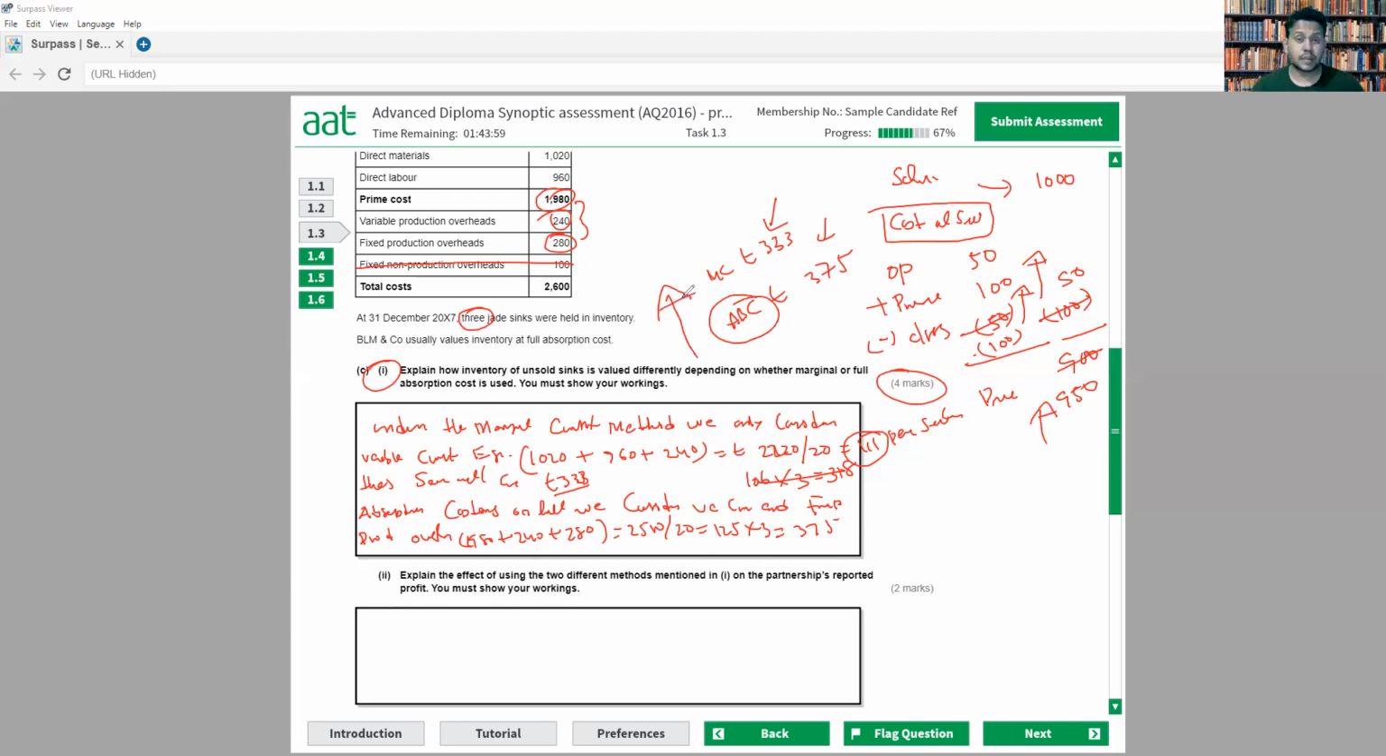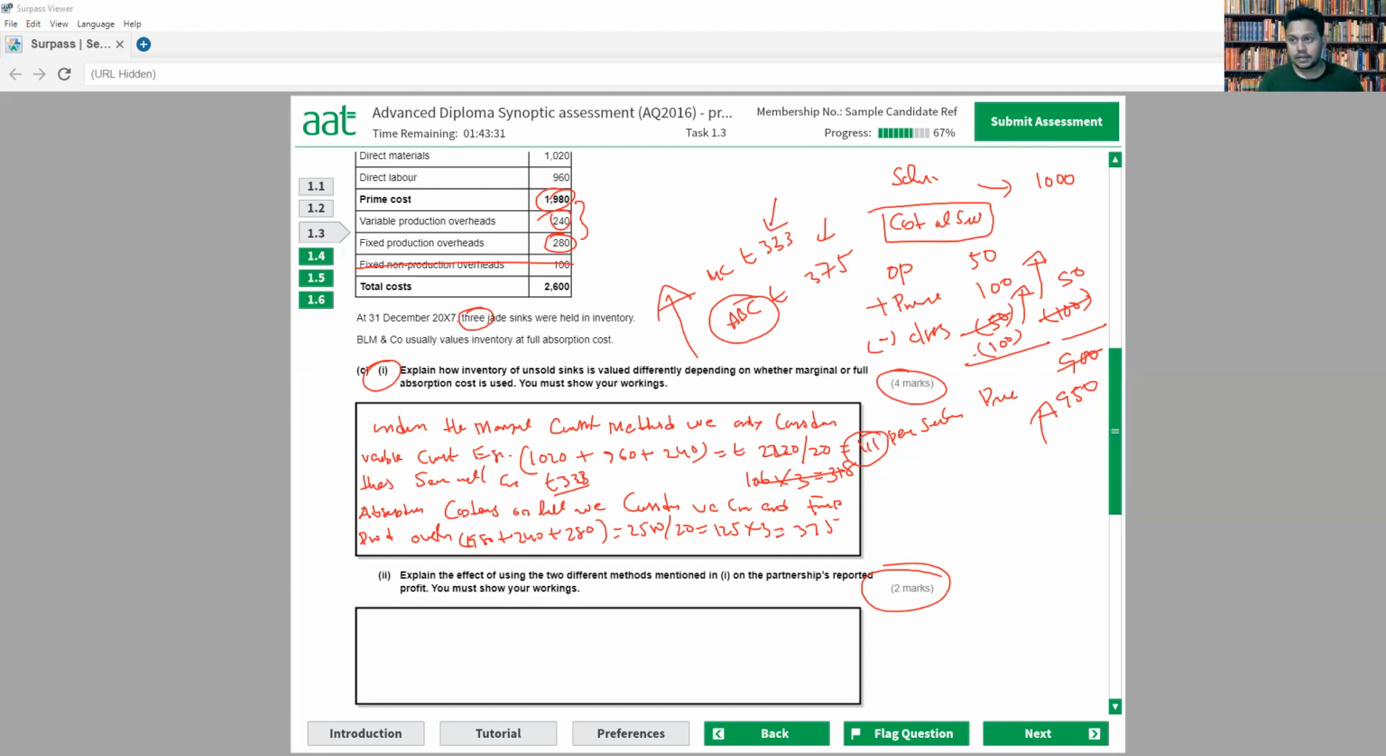Under the absorption costing method, the profit will be higher because that will reduce the total cost, as the closing inventory will be taken away from the total cost of sales. Under the marginal costing, the profit will be lower because we're going to show higher cost, as the closing inventory figure will be lower. So this is what you have to say. Only 2 marks, so if you write 2 lines, that's more than enough.